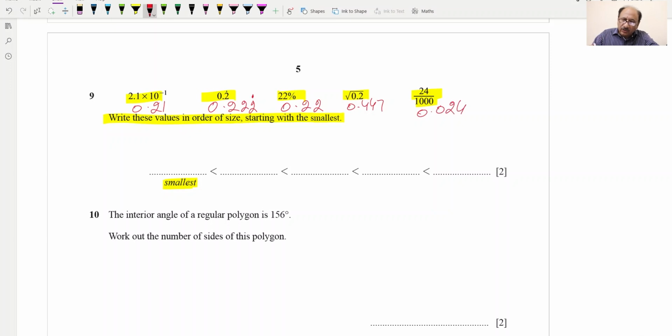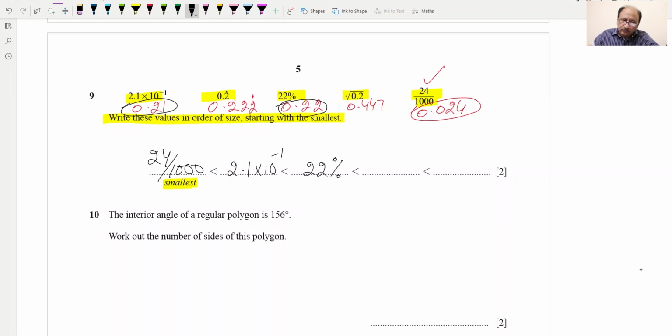0.024. Now if you check, this is the smallest one. If you compare with all, this is the smallest one, so we'll write its original term, which is 24 over 1000. 24 over 1000 is the smallest one. The second one, if you compare, is 0.21, so we'll write 2.1 times 10 raised to the minus 1, and the third one is 0.22, so it will be 22%. Always write the original given numbers.